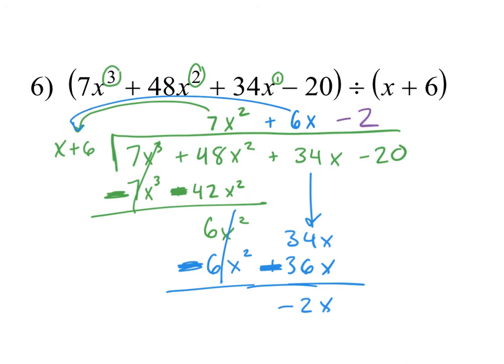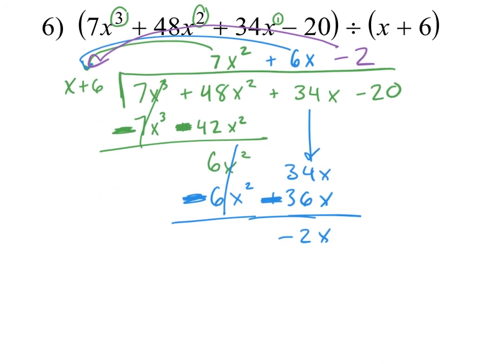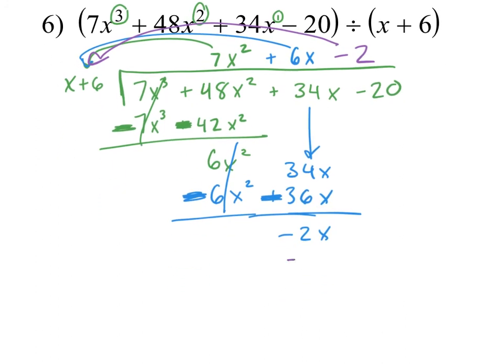Negative 2. Then we multiply. What's negative 2 times x? Negative 2x. And what's negative 2 times 6? Negative 12. What do we do next? Change the sign. Add them together. What's negative 2x plus 2x? They cancel.